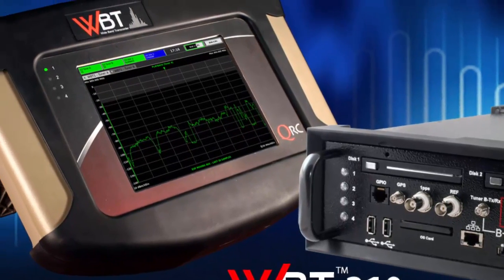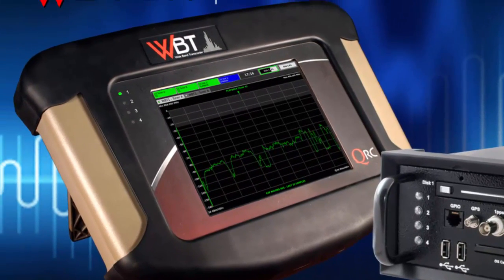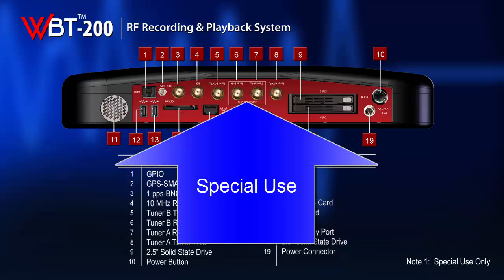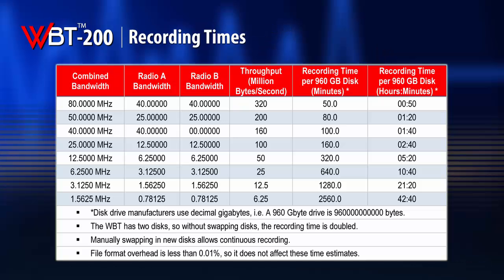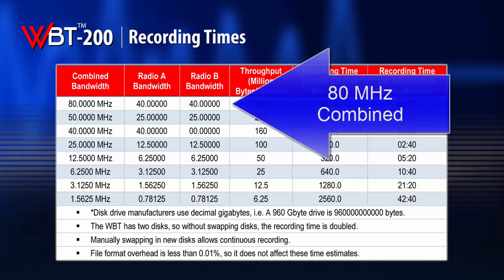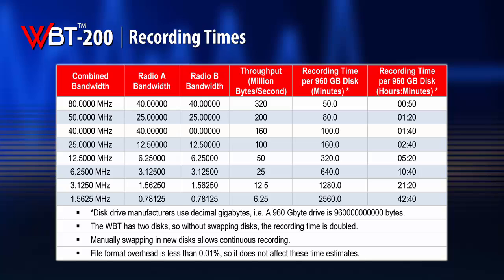And on the WBT 200 touchscreen model, the top panel shows the special use connectors as number 6 and 7 in this diagram. The WBT 200 models support 80 MHz of combined bandwidth, and the span selections affect the recording time that fits on a solid-state drive. Back to the review of the rest of the toolbars.